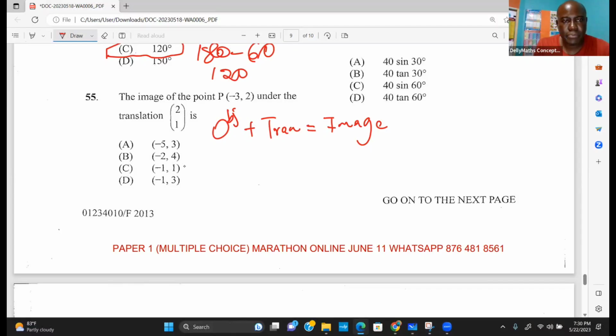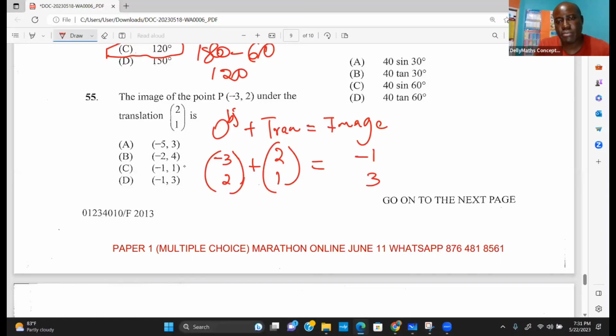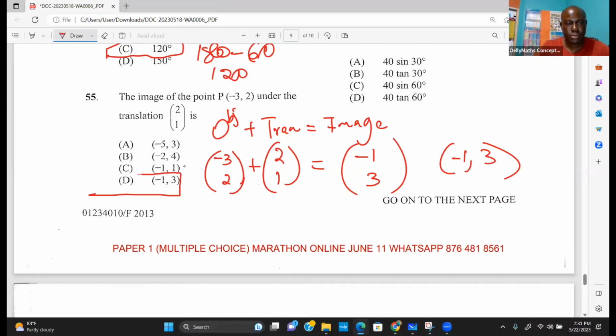So we're going to say -3,2 plus 2,1 is what? -1,3. So then you want to note that it should be in this format. So you're looking for -1,3 there.